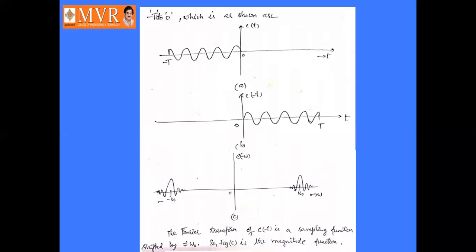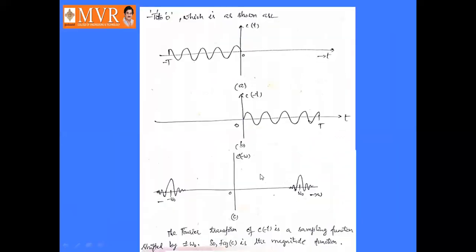This is c(t). So c(minus t) is its mirror image, varying from 0 to T. So the C(omega) spectrum is like this. Omega naught, the spectrum from minus omega naught to plus omega naught, can be represented like this. c(t) is the original signal, then its mirror image, and its spectrum is represented like this. The Fourier transform of c(minus t) is a sampling function shifted by plus or minus omega naught. So figure C is the magnitude function; the frequency spectrum, or amplitude spectrum, or magnitude function is like this.